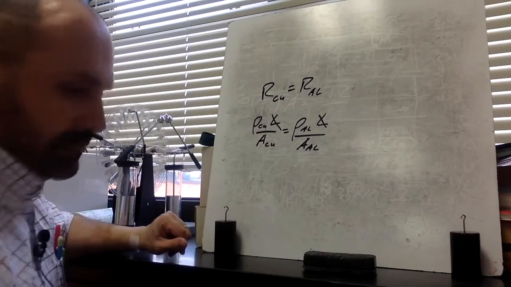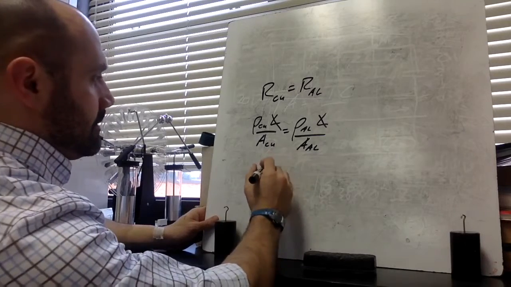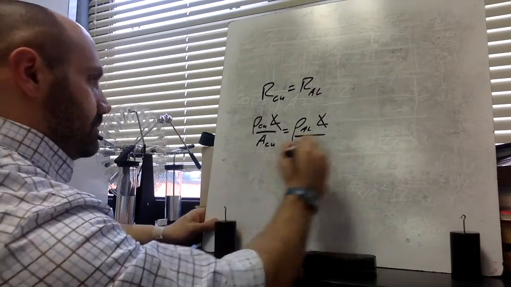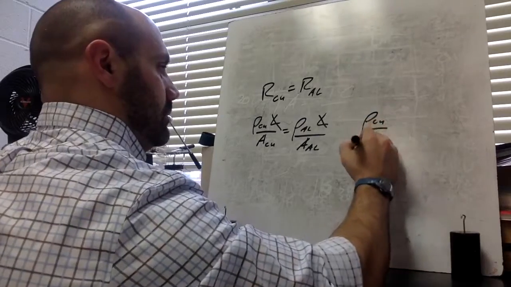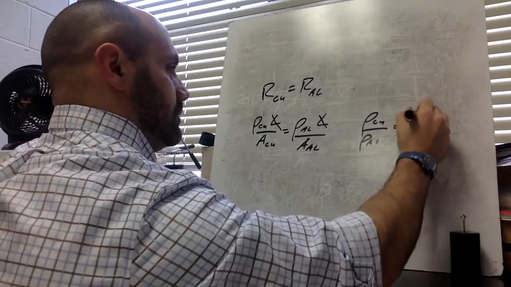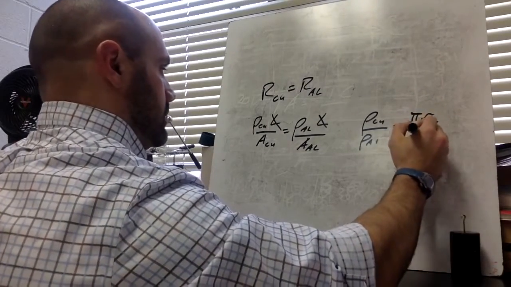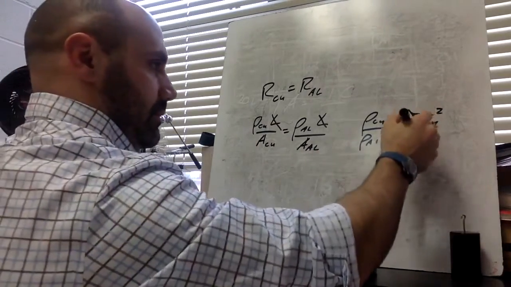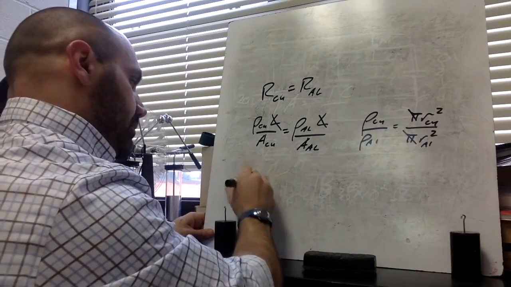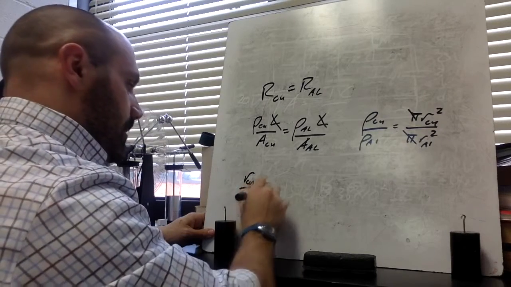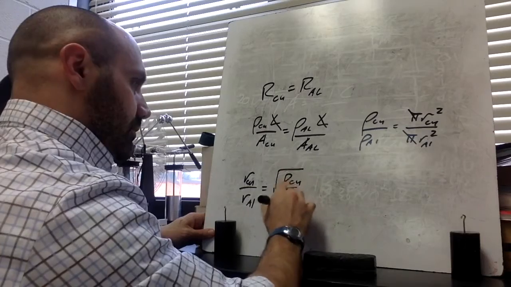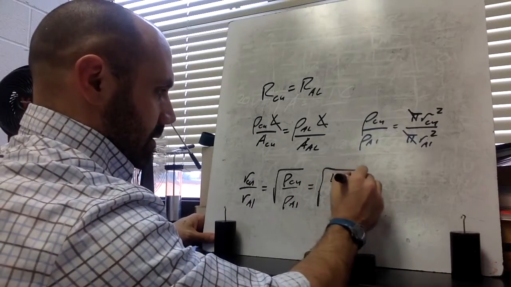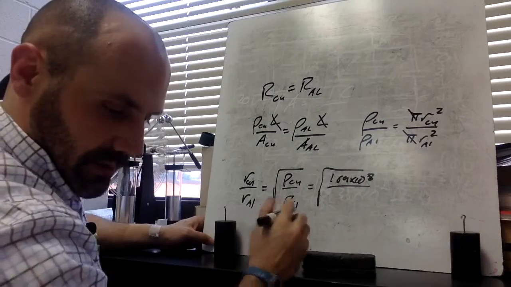And then A is going to be pi r squared. So let's do this. Rho copper over rho of the aluminum is going to be pi r of copper squared over pi r of the aluminum squared. And pi is the same for both cylinders. So then the ratio R of copper to R of the aluminum is going to be the square root of rho Cu over rho Al. So we look this up. We look these numbers up and get 1.69 times 10 to the negative 8. And then this one is 2.75.